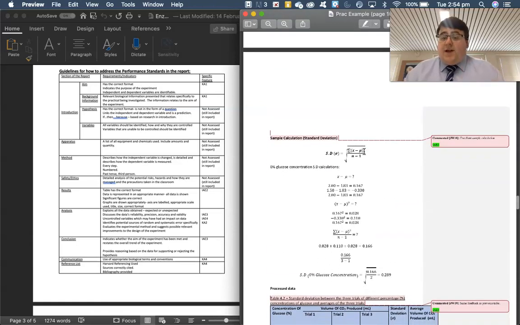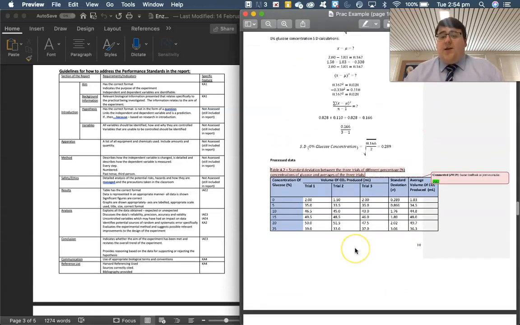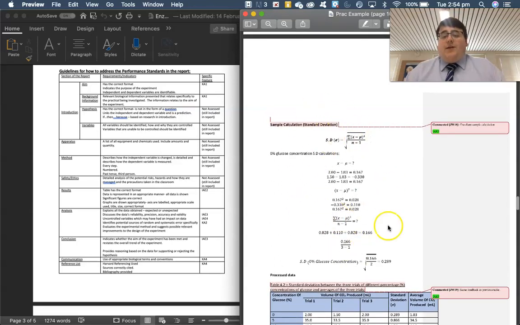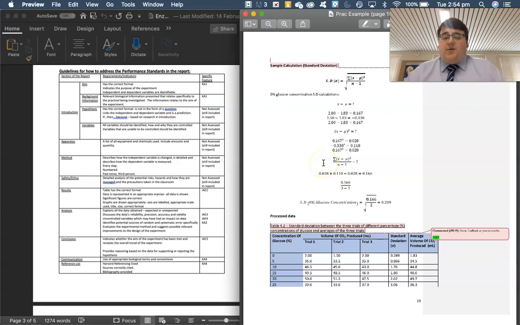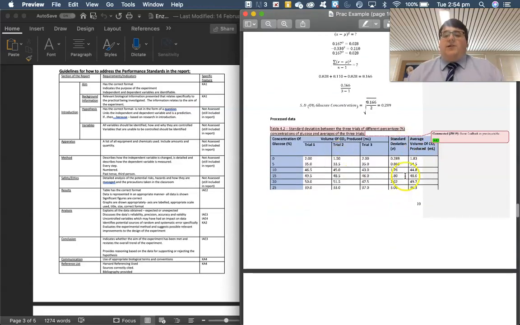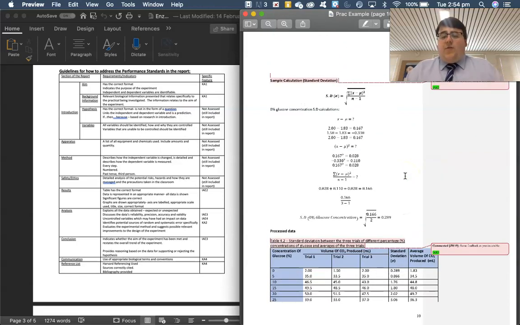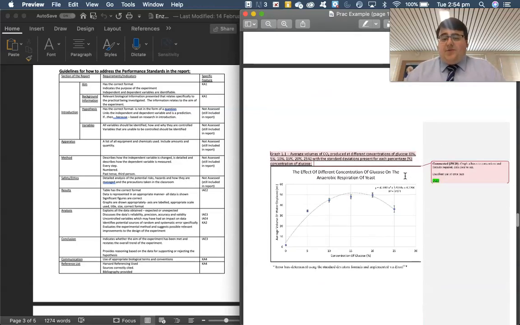You then got, if you've done some process data like students here, you should always include a sample calculation. So this student here has worked out standard deviation, given me the formula of how they've worked out standard deviation, and then they've done one calculation to show how it was done while just including the rest of the data there. Okay, so if you're processing the data, which most people will, make sure you include that sample calculation.